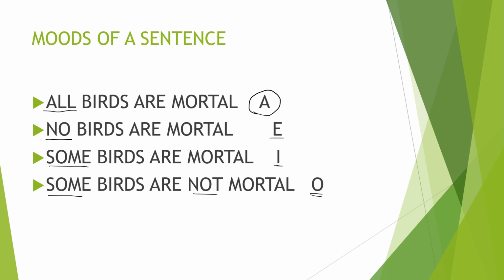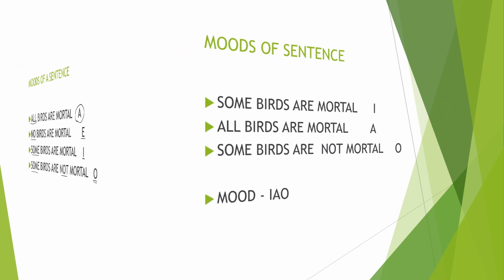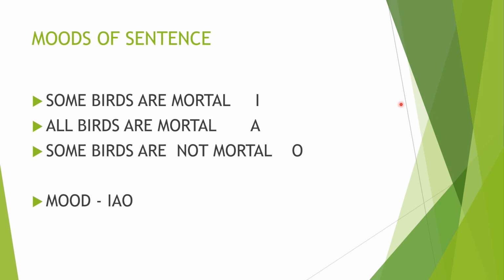So how can we find the mood of a sentence? I have given you an example here. For example, three sentences are here. Find the mood of the sentences. Some birds are mortal. For some, which one do you use, A, E, I? I is used here, so we have written I. For all birds are mortal, which one do you have to use there? A. So we have used A here. And some birds are not mortal. Which one is that? O. So what is the mood of it? I, A, O is the mood of it.